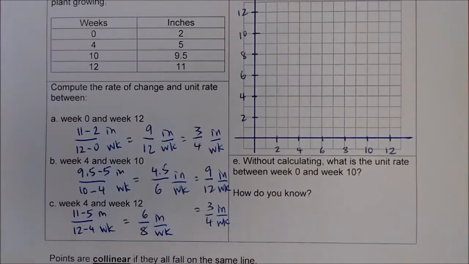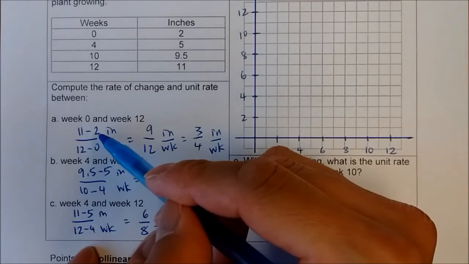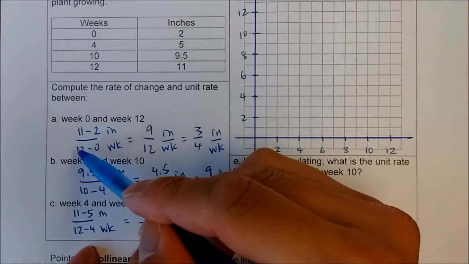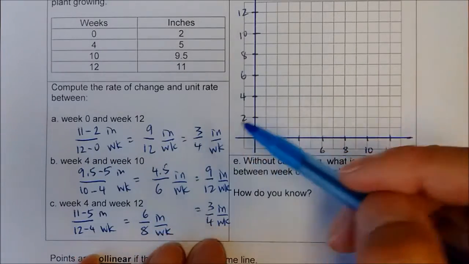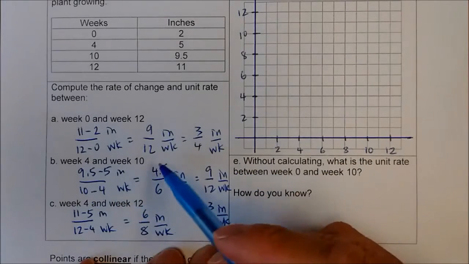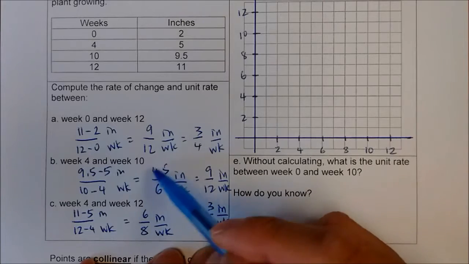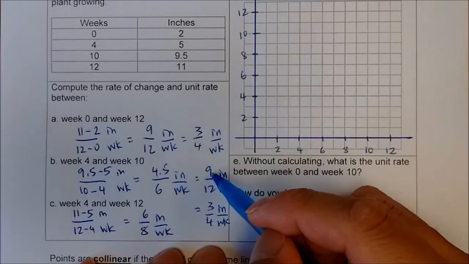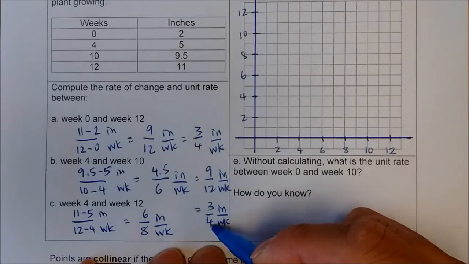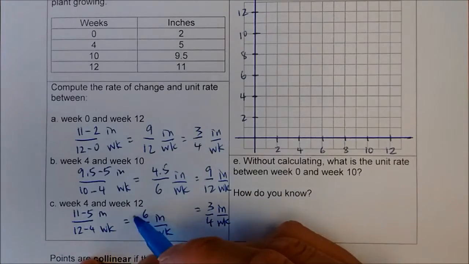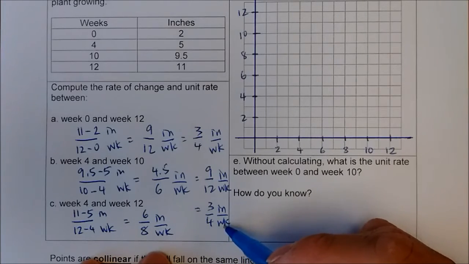So here are my answers. In the first case, we take 11 inches minus 2 inches over 12 weeks minus 0 weeks, and we get 9/12 inch per week, and that reduces to 3/4 of an inch per week. In the second one, we get 4.5 inches per 6 weeks, and to simplify this fraction, I'll double the 4.5 to get 9, and double the 6 to get 12, and that also reduces to 3/4. And in part C, we see the same here. 6 over 8 reduces to 3/4 inch per week.